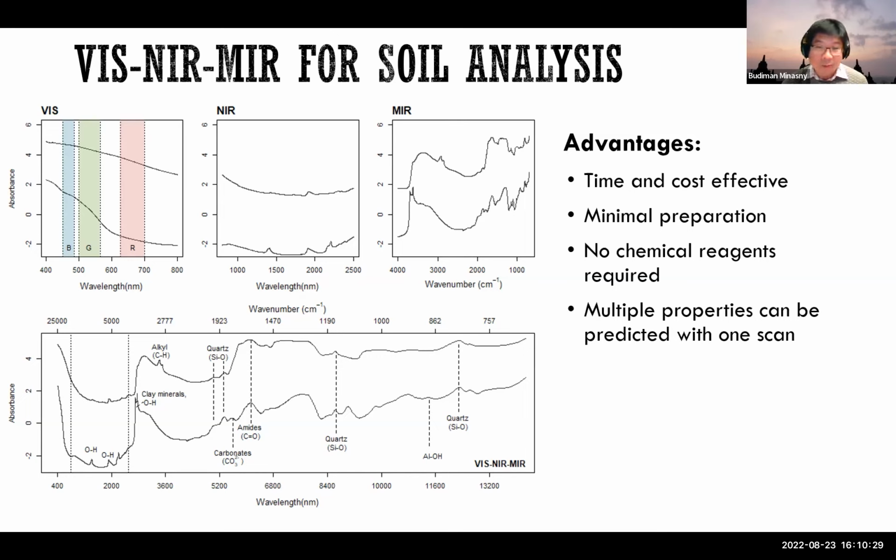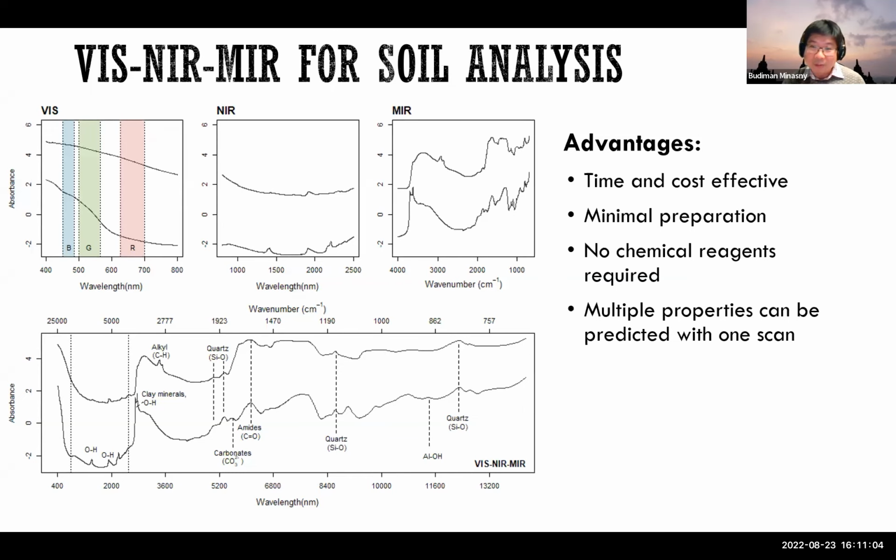It's more broad as well, because it is what they call a certain overtone or reflection of what's happening in the mid infrared. But the thing is that the near infrared is very robust. There are portable instruments that you can use in the field, and it's less affected by the surface condition, while the mid infrared is more of a laboratory instrument, which I'll talk about later. So we are looking at time and cost effective methods that are minimally prepared, with no chemical reagents required.